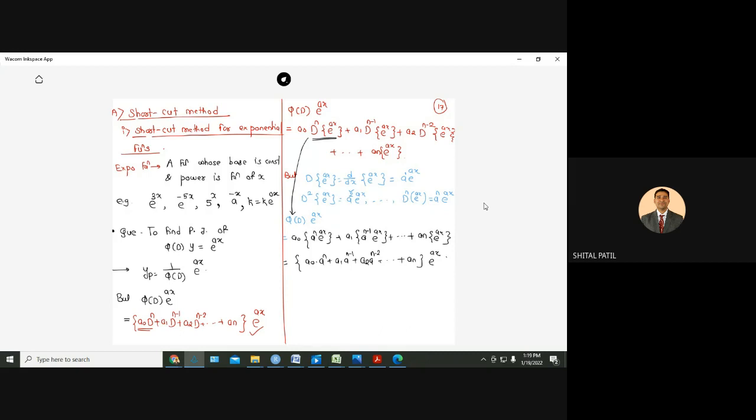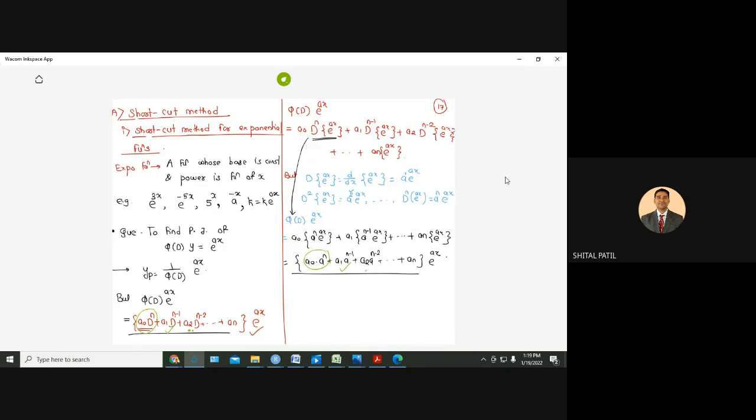Okay, now we have to compare these two, 1 and 2. Compare and tell me what is coming. See, a naught, understand what I am saying? a naught d raised to n. Here what is it? a naught a raised to n. So d is replaced by a raised to n. Here see d raised to n minus 1, a raised to n minus 1. Okay. Then next term, a2 d raised to n minus 2, a2 a raised to n minus 2.